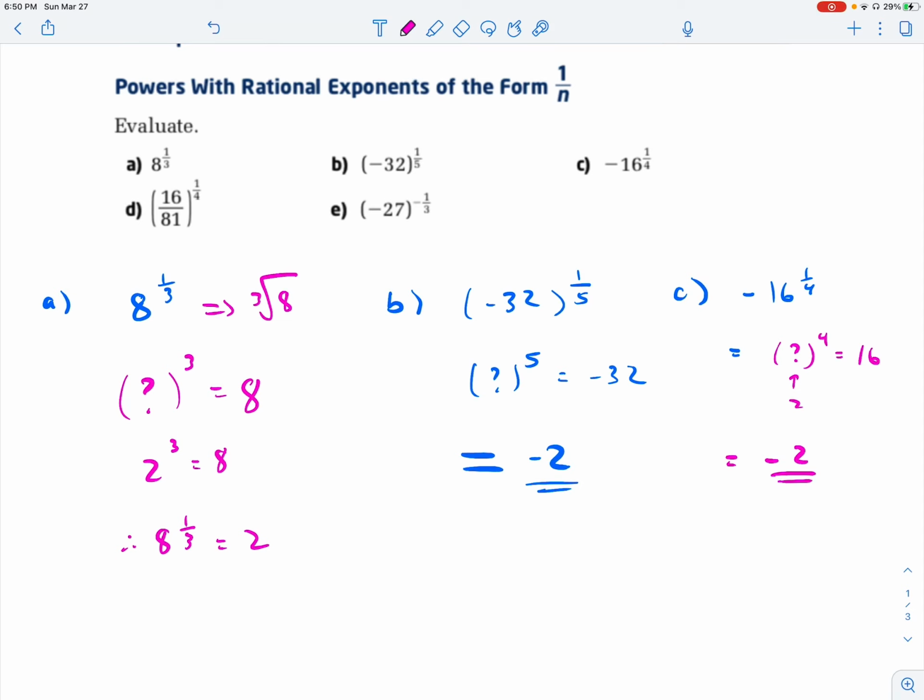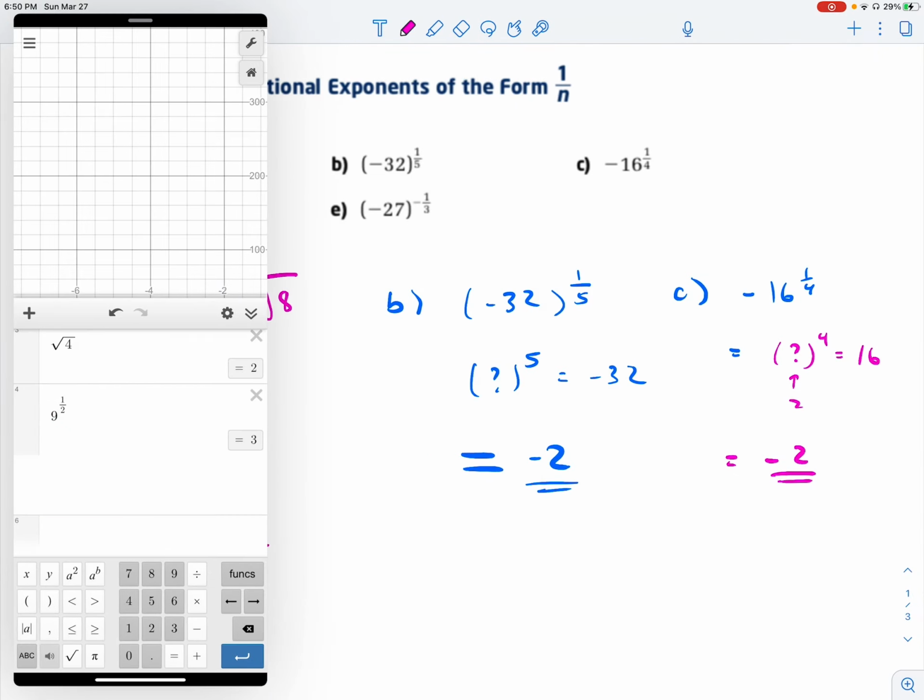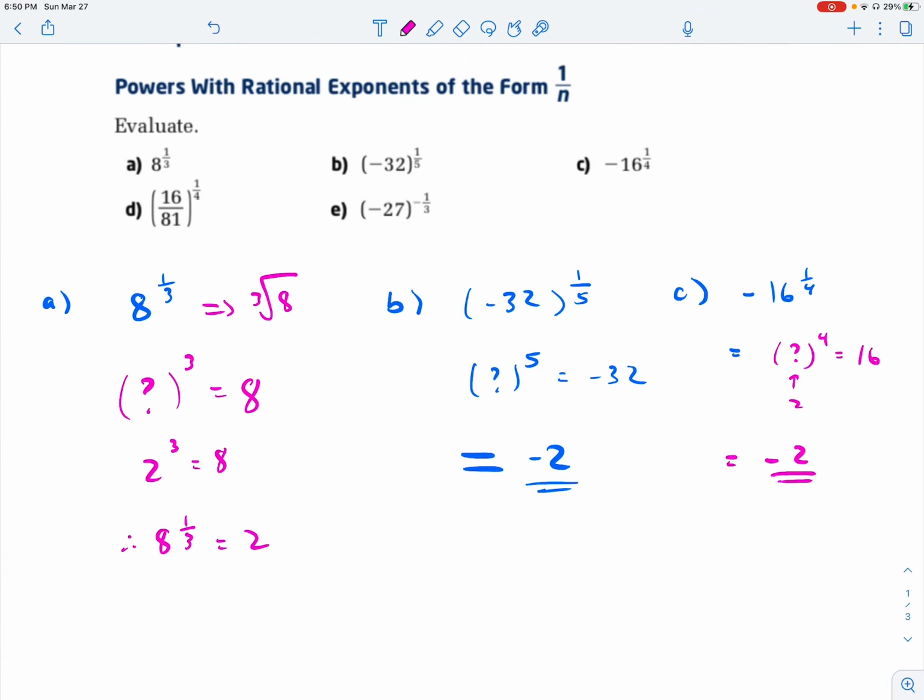If you want, we can do a check real quick on our calculator. All right, so we have negative 16 to the exponent 1 over 4. Negative 2. Okay. Notice that the brackets do play a big role in this. If there were brackets around that, that would be undefined. It would have to be an odd index. So, yeah, we can close that off. But we'll go ahead and keep answering these and checking them.